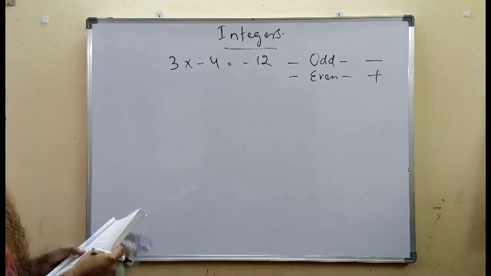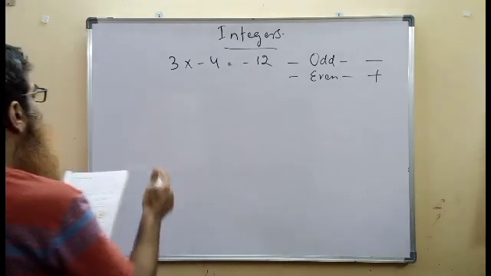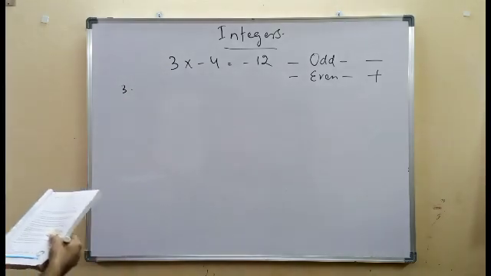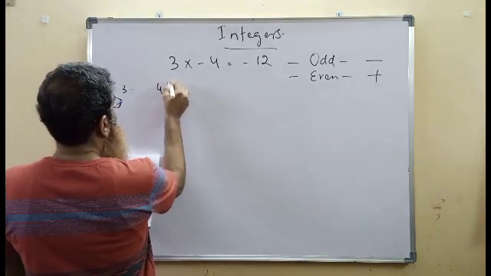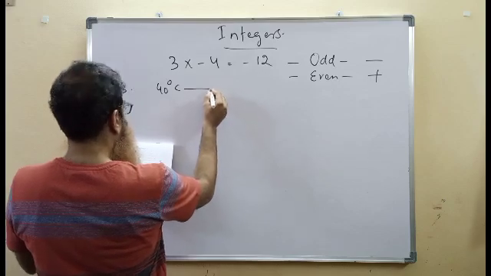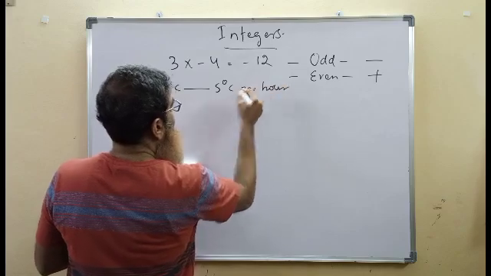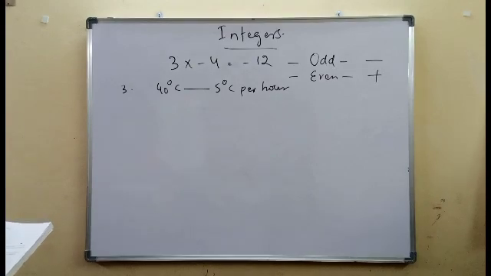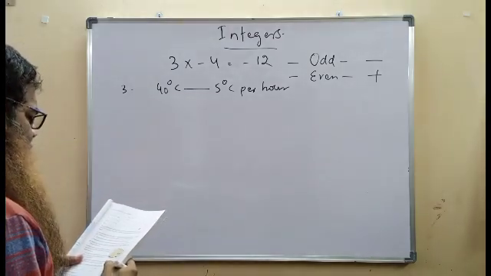You remember we stopped after completing the second question of Exercise 4. Let's do the third question. A certain freezing process requires that room temperature be lowered from 40 degrees Celsius at the rate of 5 degrees Celsius per hour, minus 5 every hour. What will be the room temperature 10 hours after the process begins?